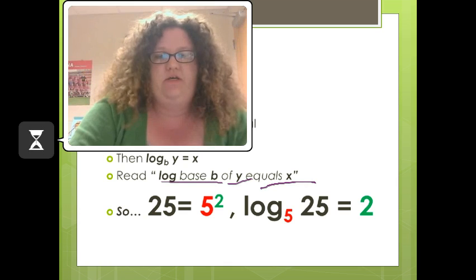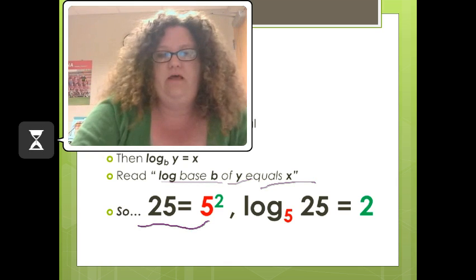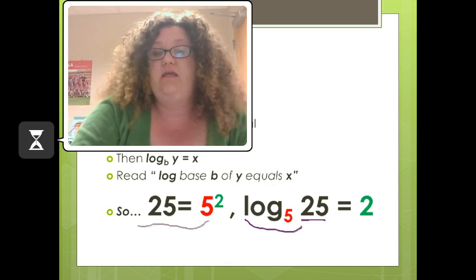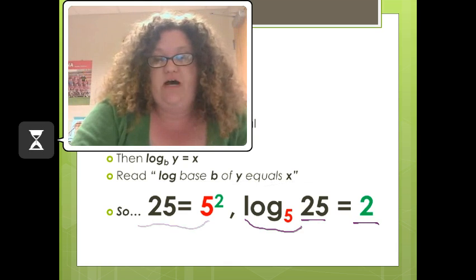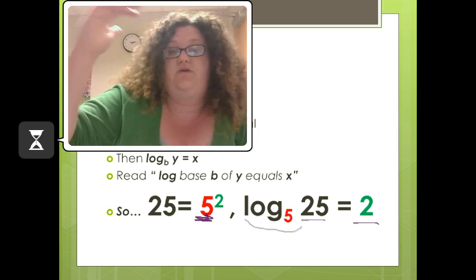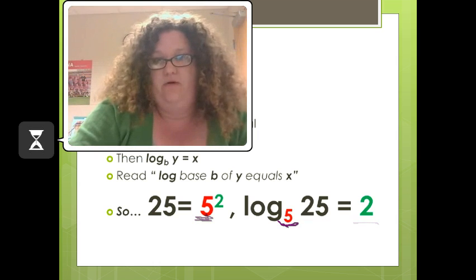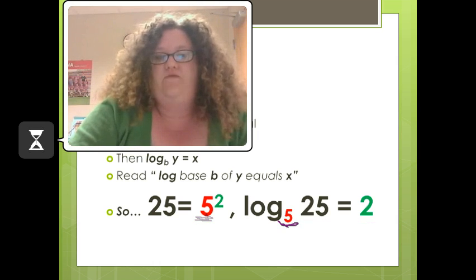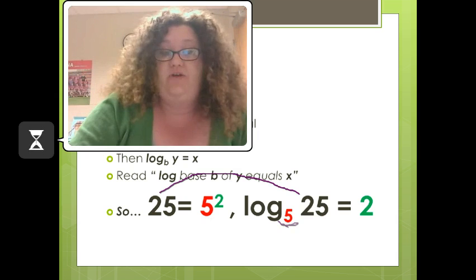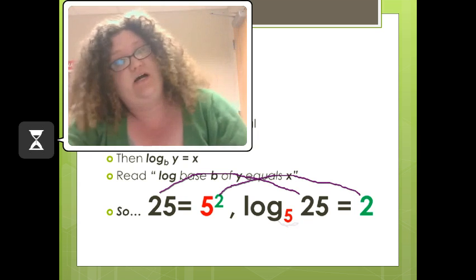Now, an example of this. If you're given the exponential equation 25 equals 5 squared, then log base 5 of 25 equals 2. You'll notice that 5 in the red here is the base for that exponent, and 2 is the exponent. Over here in the logarithm, 5 is also your base number, log base 5 of 25. There's your 25 again, and your exponent of 2 also reappears, because log base 5 of 25 equals 2.